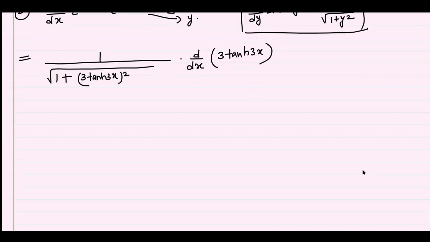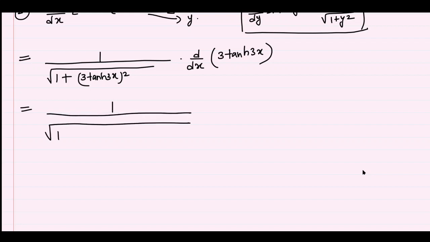So we will simplify this now. This is equal to 1 by square root of 1 plus 3 square, which is 9, tanh square 3x. Now d by dx of this: 3 is a constant, we can take it outside, 3 into the derivative of tanh 3x. So d by dx of tanh 3x, that we have to do.